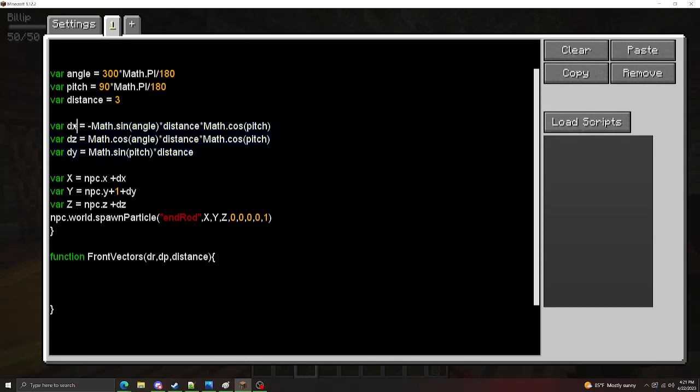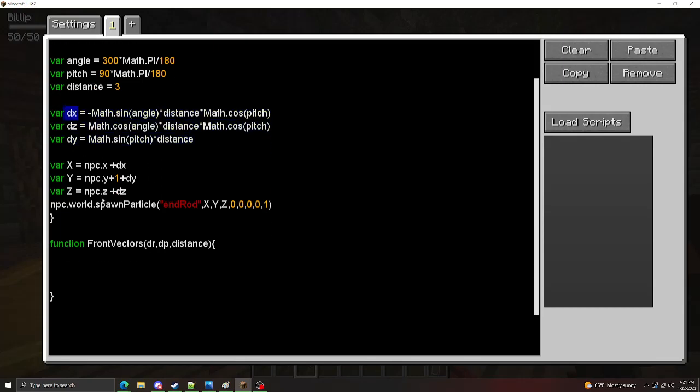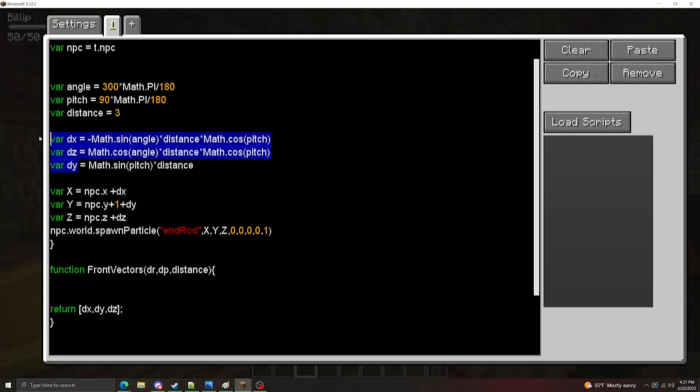When we do all this math, we end up with 3 components. When we make a function, we're going to want it to give us these 3 components back, so let's set up a return statement. So we're going to have this function return us an array that has these 3 components that we want, right? Let's move the math now.